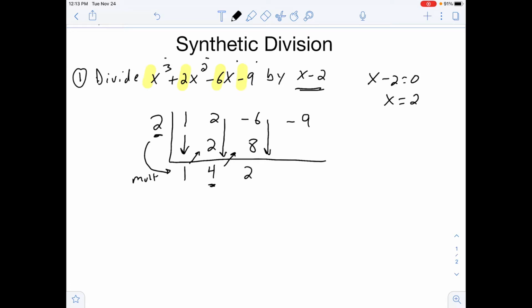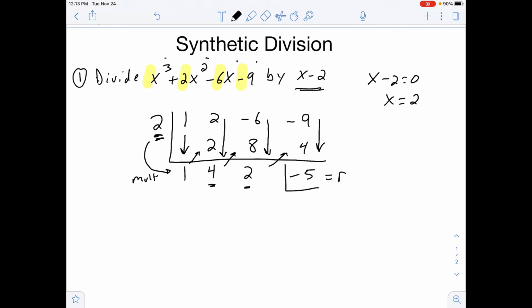Repeat the process again. So 2 times 2 is 4, which goes here. And then we're going to add down, and this gives us negative 5. This last number is the remainder. So this is your R.